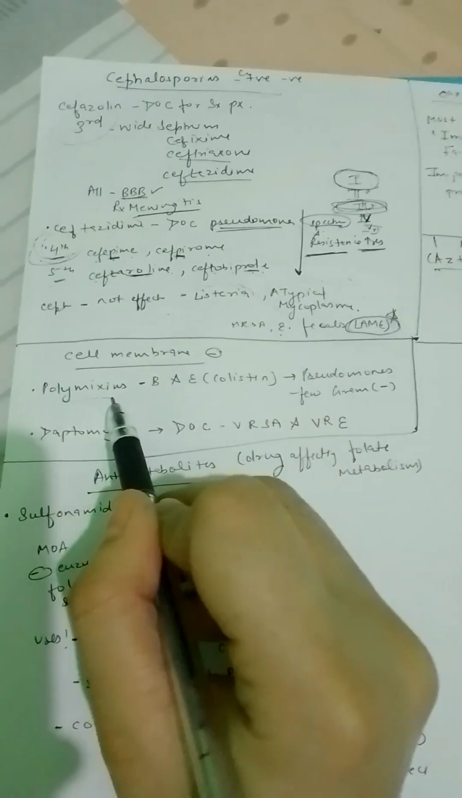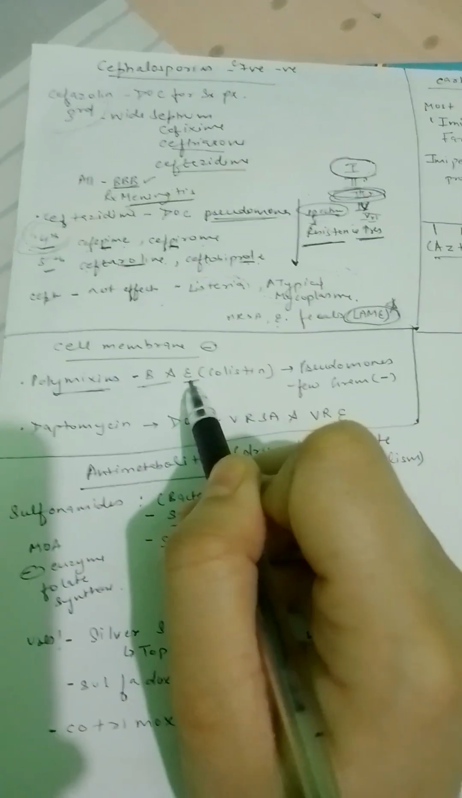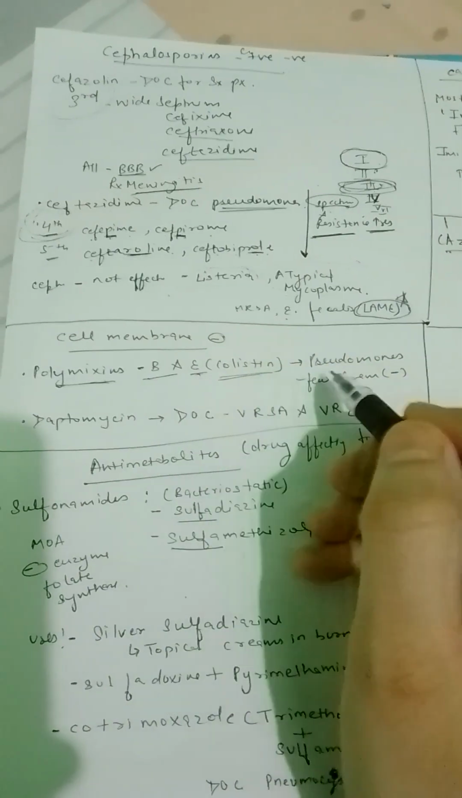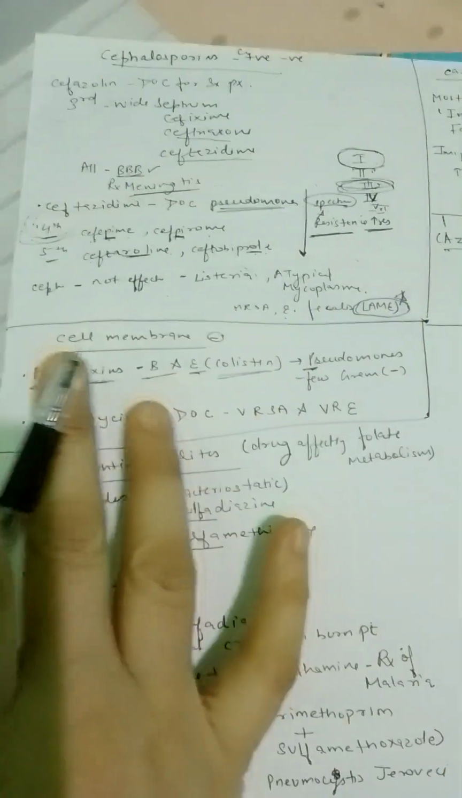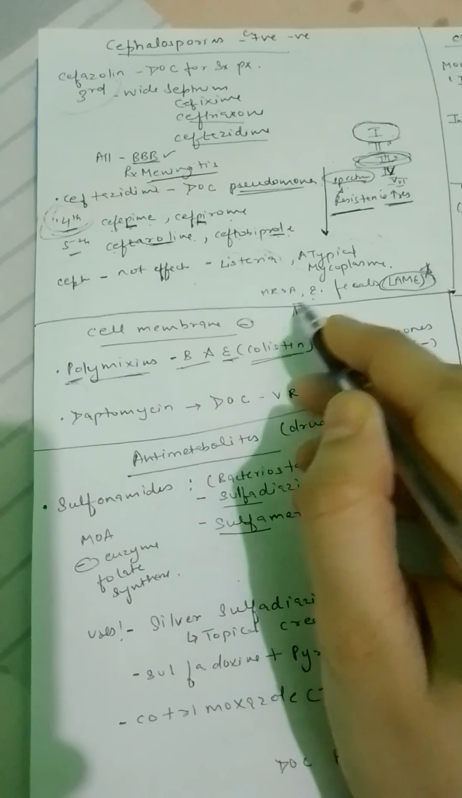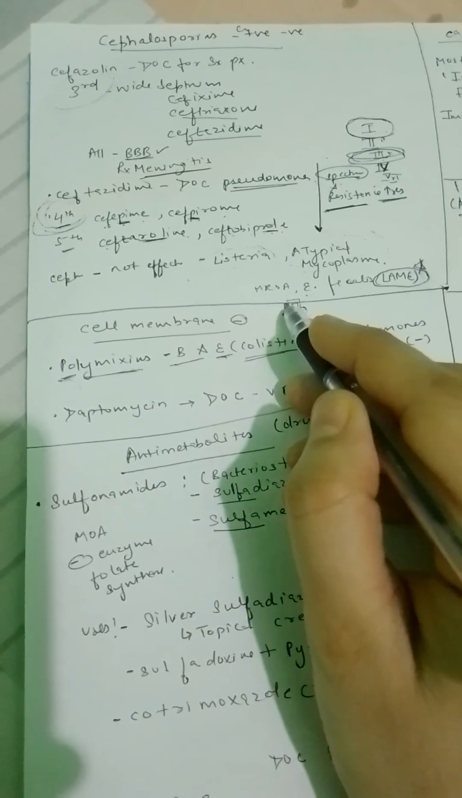Now another one is the cell membrane inhibitors. In cell membrane inhibitors there can be polymyxin. The polymyxins can be polymyxin B or polymyxin E, which is colistin. Basically these are used in pseudomonas, like "P" and "P" are coming together often, and in a few other gram negative infections. See, we have talked about the cell wall inhibitors, right? But now we are talking about the cell membrane inhibitors.